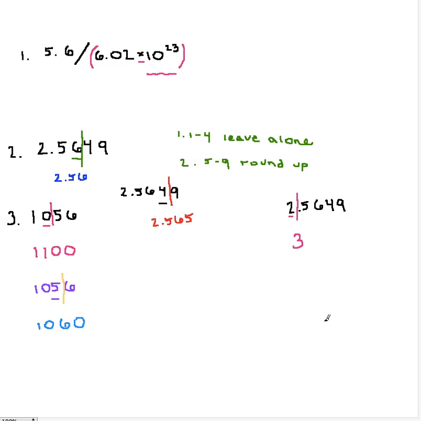Okay? And that's all there is to rounding, making sure that you look at the number right after the one that you're trying to round. If it's between 1 and 4, leave it alone. 5 and 9, round up. You don't have to put the line. I just find that for a lot of students it's really helpful. Okay, and that's it.